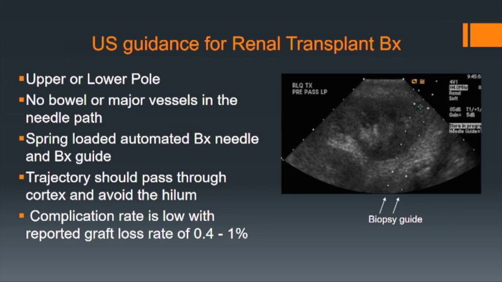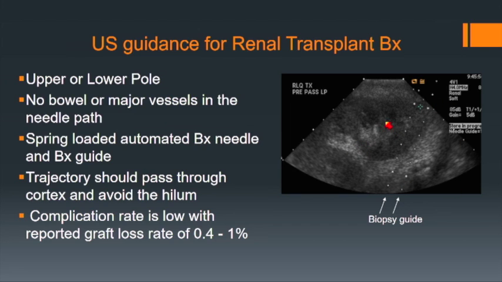I'm going to spend just a minute talking about ultrasound guidance for renal transplant biopsy, which is something that most transplant centers offer to other nephrologists. We try and biopsy the upper or the lower pole, and we find a track where there's no bowel or major vessels in the needle path. So this is the biopsy guide here, these two dotted lines, and the needle will traverse between them. We use spring-loaded automated biopsy needles, and the trajectory should pass through the cortex like this and avoid the hilum.